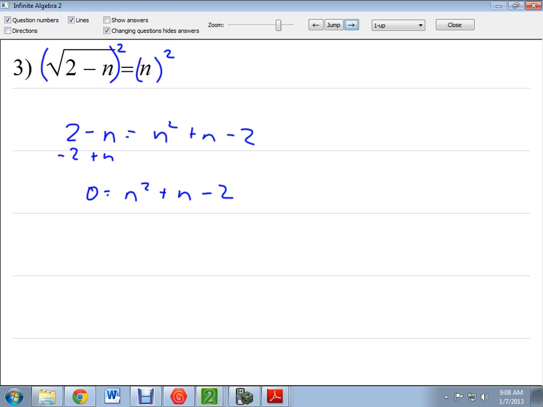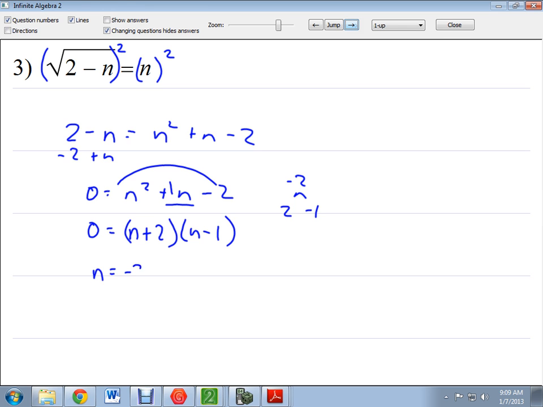We can solve it by either factoring or the quadratic formula or even completing the square, but it's a pretty easy one to factor. Two numbers that multiply to negative 2 and add to the positive 1 in the middle are going to be positive 2 and negative 1. So using the shortcut, this is going to be n plus 2 times n minus 1, and my solutions therefore are n is equal to negative 2 and positive 1.